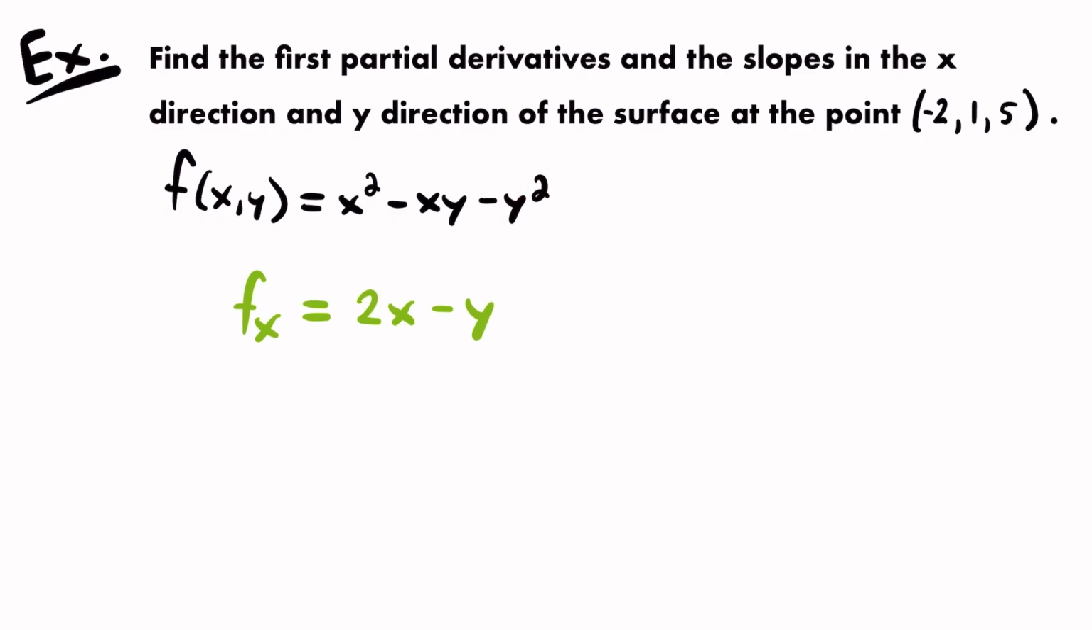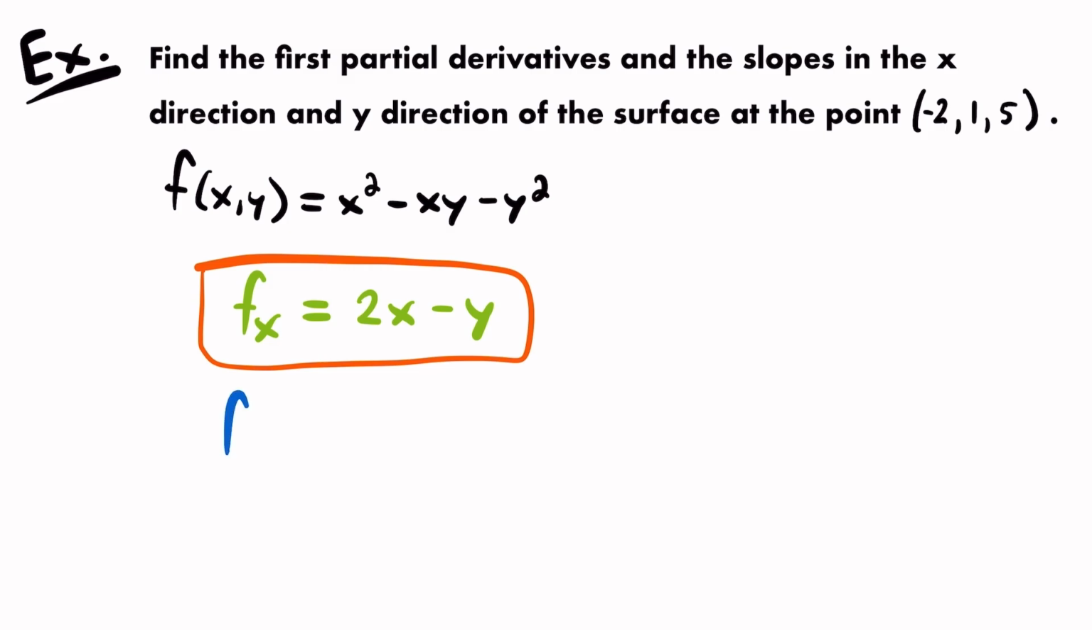And then for the last term, negative y squared, well, that would just be a constant with respect to x, so the derivative of that is 0. So I'm not going to bother to write anything there. f_x is equal to 2x minus y. That is the partial with respect to x.